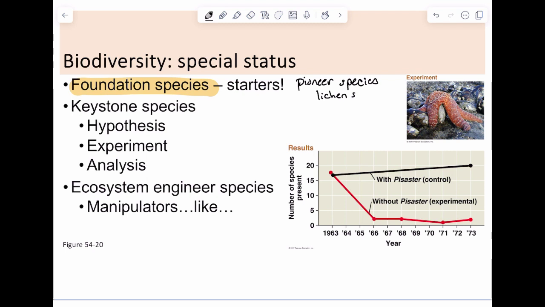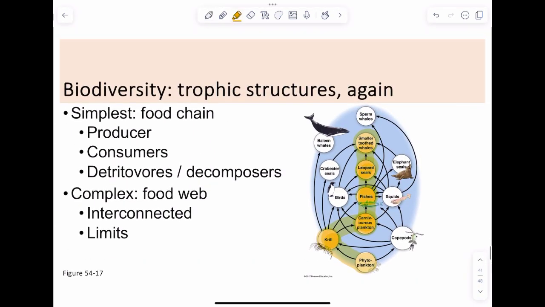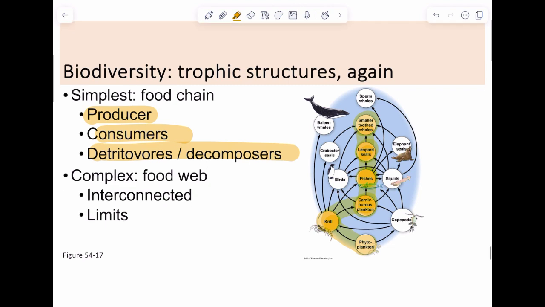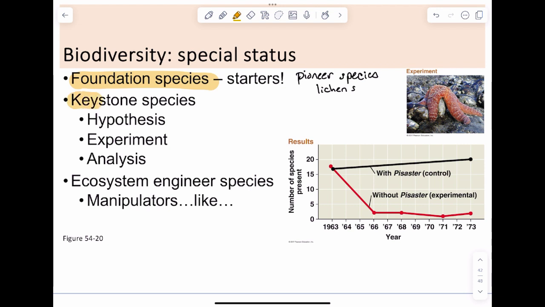So we have those. Those are important. We have all these classifications. So we have producers and consumers and the decomposers and the detritivores and saprobes and what have you. We also have what are known as the keystone species. The keystone species are based on the idea of a keystone.